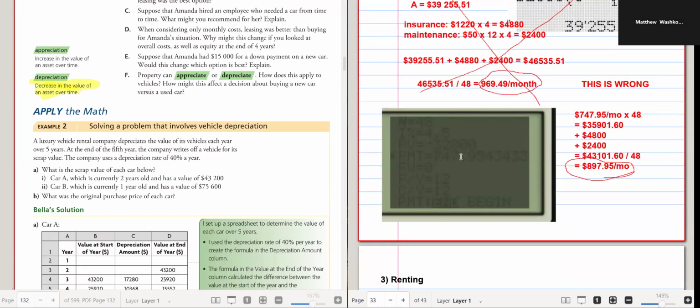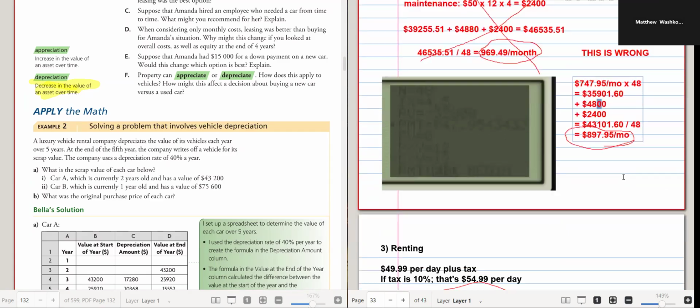I figure out what the monthly payments are, which is $747.95, times that by the 48 months, add your maintenance, add your insurance, then divide it by the 48 months. I can see this is $897.95 a month. Now I goofed up. I forgot to add the $80 here. So this should actually be $899, but whatever, you get the point.